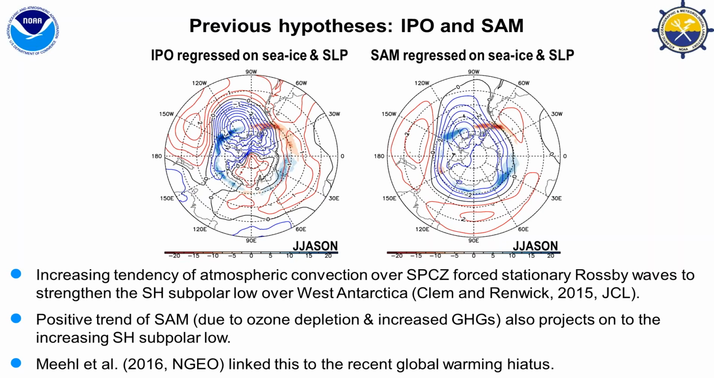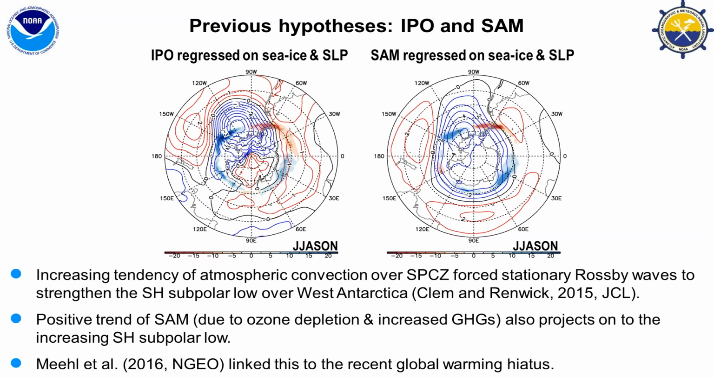The recent paper, which came out about a month ago, by Meehl et al. and his colleagues, linked this sea ice trend during 2000 to 2014 to the recent global warming hiatus, which is linked to the negative phase of the IPO. So these things are correlated, obviously. But what is the mechanism? Good question. That's the next slide.